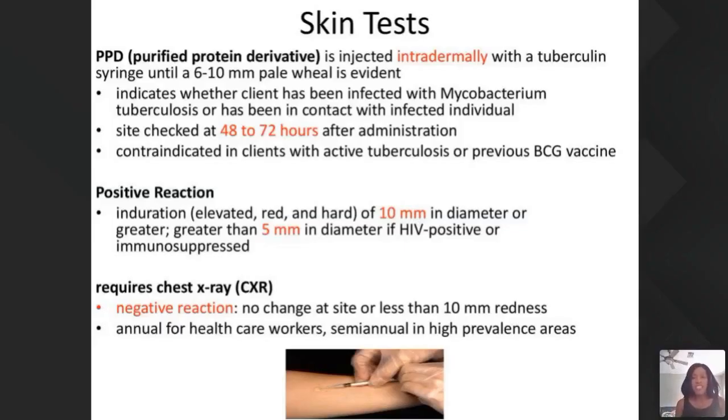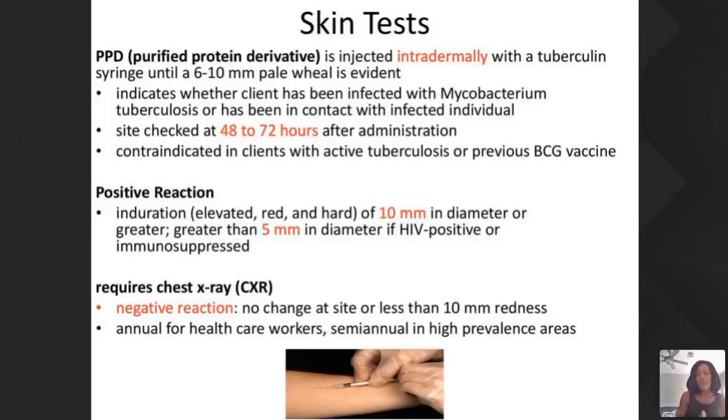All right, PPD, skin tests. Your purified protein derivative, PPD, is always done intradermally, okay? So you need to know the layers of the skin, and this one is done intradermally. Know the route for this. It's not sub-Q, it's not IM, it's intradermal, okay? Very small needle. We do those if we know the patient has been exposed to tuberculosis.